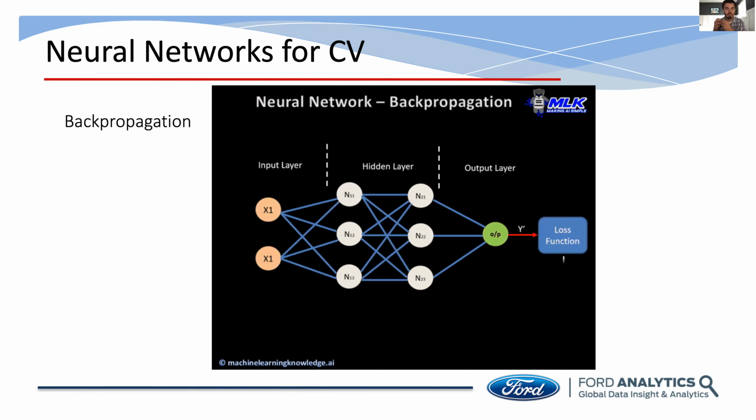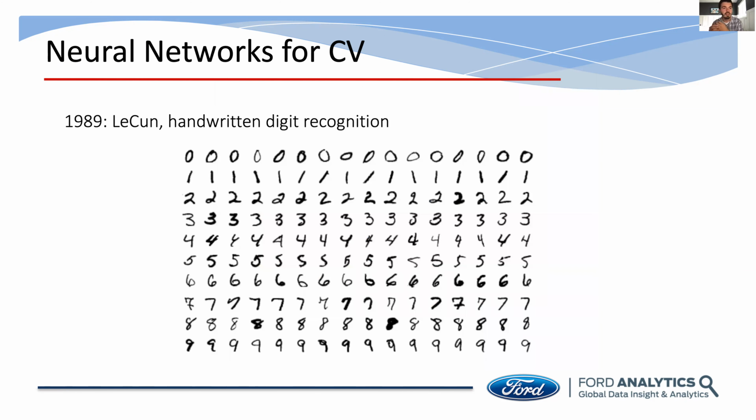And really the first success here in the case of computer vision was in 1989 by Jan LeCun. So he's still, I think he's currently the head of AI at Facebook, and he's still very much active in the AI community. And the task that he managed to solve quite well with computer vision was this recognition of handwritten digits.